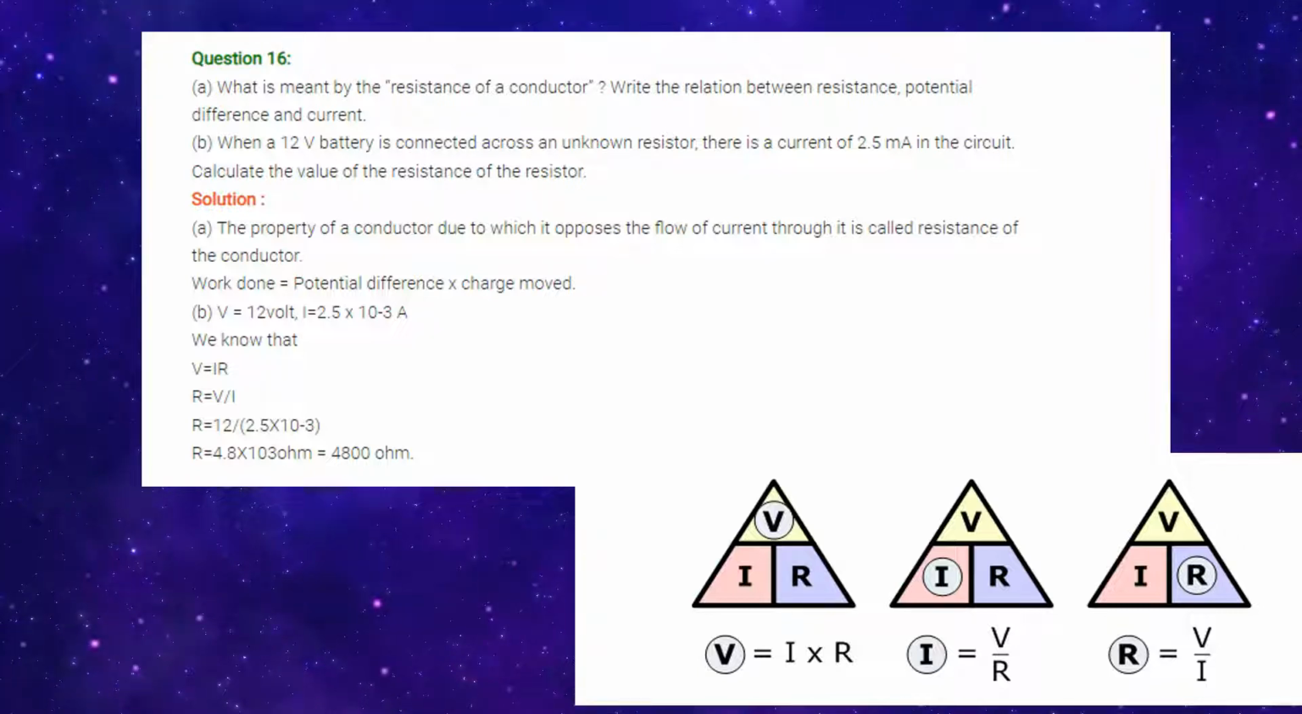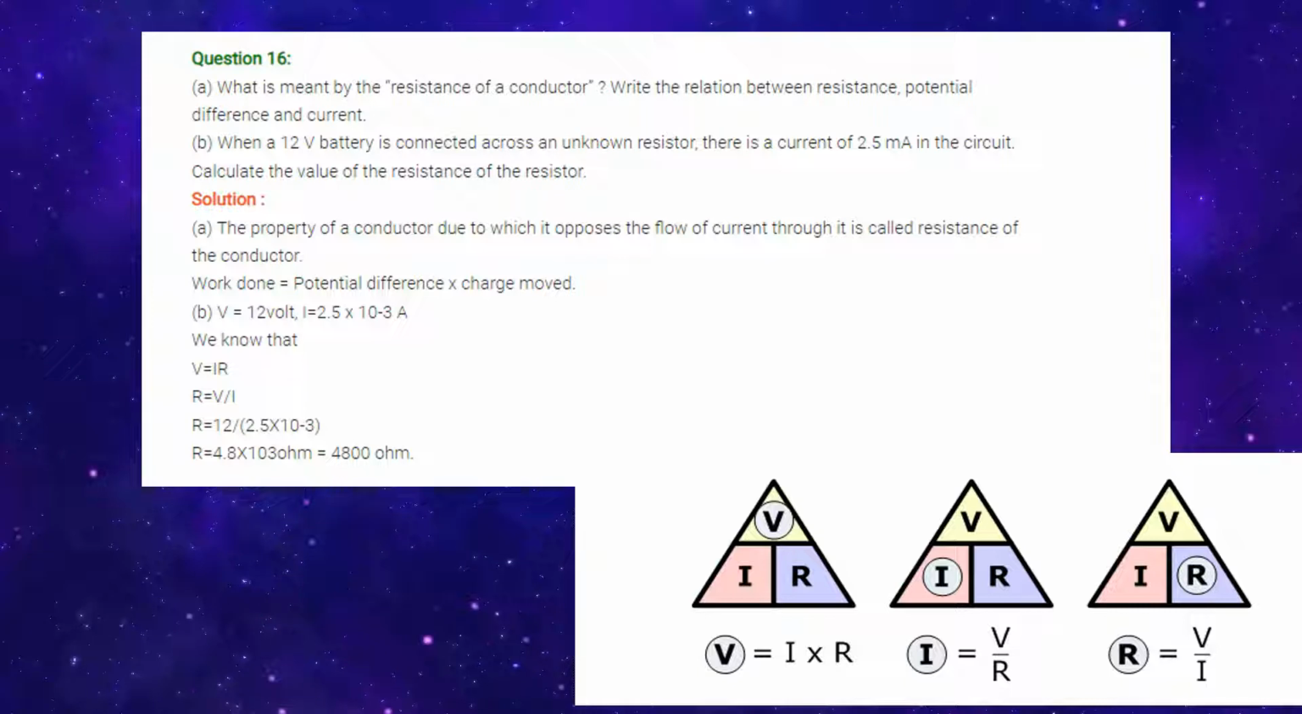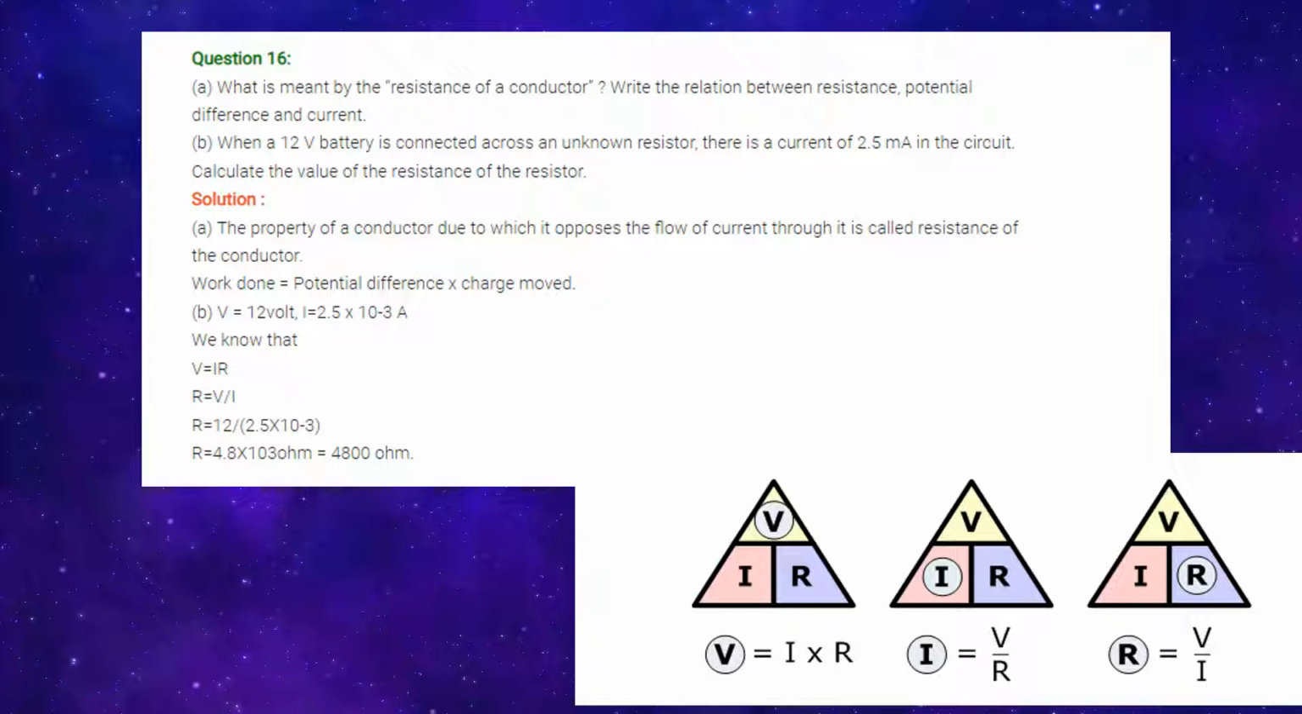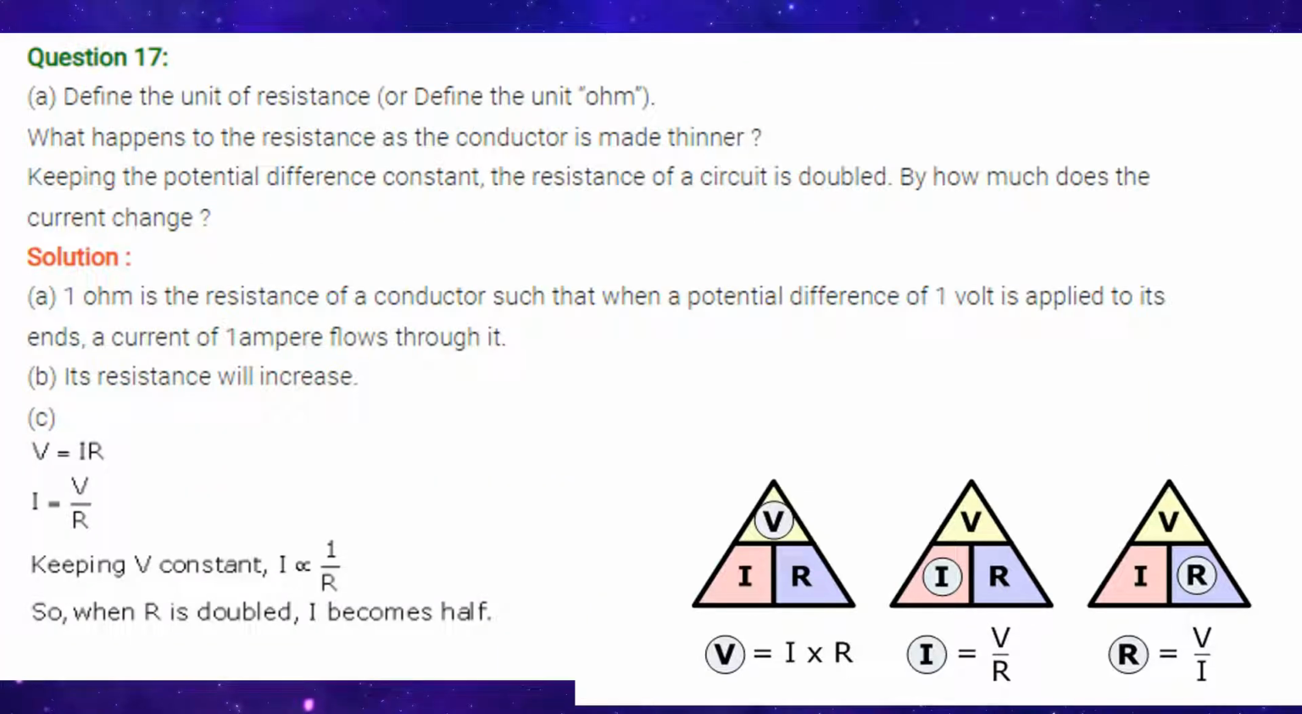1 mA is equal to 10 raised to minus 3 amperes. Therefore 2.5 into 10 raised to minus 3 amperes. We know that V equals I into R if we follow the Ohm's triangle. R equals V upon I. R equals 12 upon 2.5 into 10 raised to minus 3, R equals 4.8 into 10 raised to 3 ohm equals 4800 ohm.